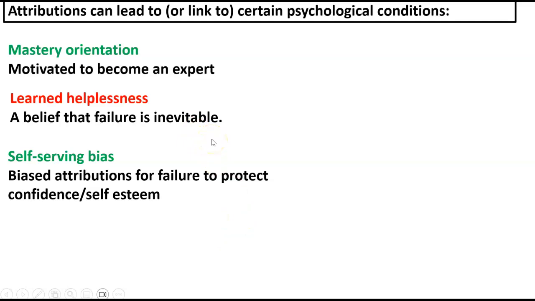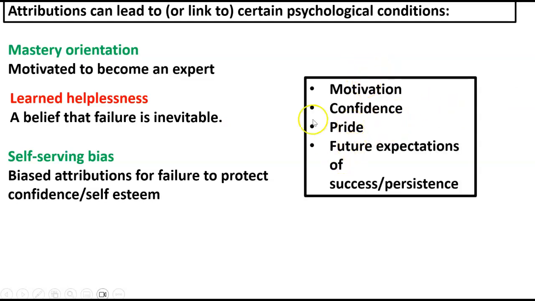So once we have these psychological conditions linked to certain attribution types, we can then analyze how it will impact motivation, confidence, and all the things I've got down here. So that's our next step, really. That's where we're looking to move on to. In the lesson, we will have a look specifically at how specific attribution types will lead to specific psychological conditions, as we've looked at here, and then we'll analyze how they will impact positively or negatively motivation, confidence, pride, and future expectations of success.